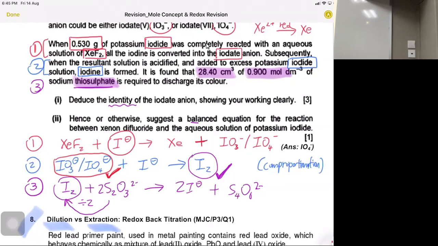Balance first. So later, after you get each of these, you will combine with the standard equations for I minus to I2. You are on the right track here. But you need to combine this one. So this one, you combine this one. The IO4 one also combine this one. And then check the ratio. Okay.